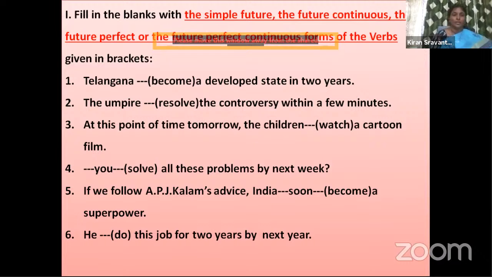Then the sixth one, he, in bracket, do this job for 2 years by next year. He will have been doing this job for 2 years by next year. Reference to for helps you to express that this sentence is in future perfect continuous tense. So he will have been doing this job for 2 years by next year.